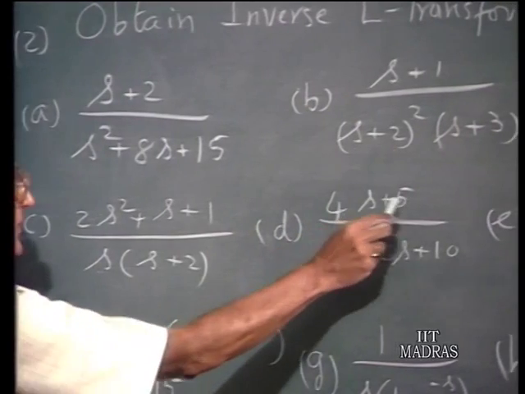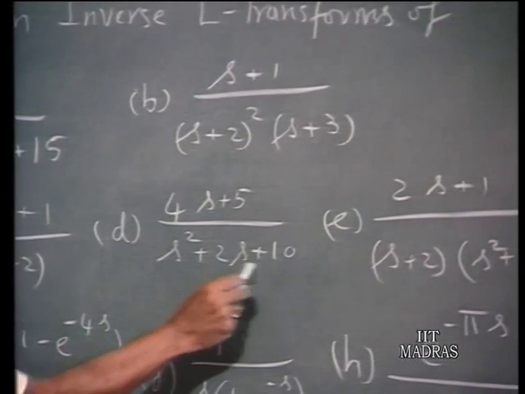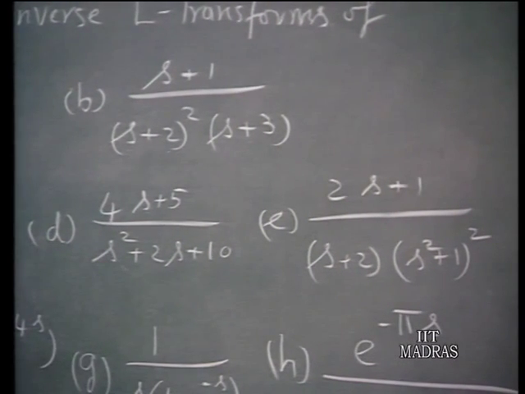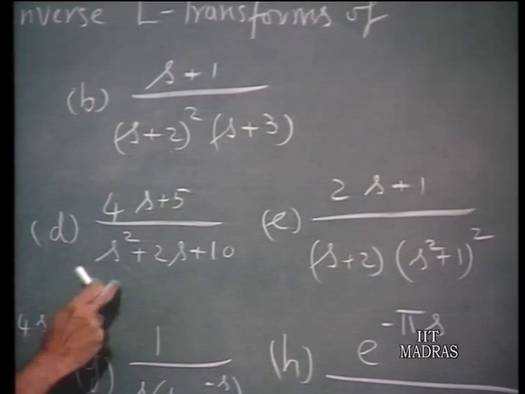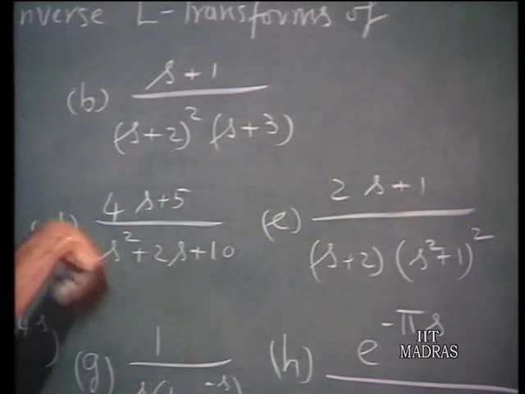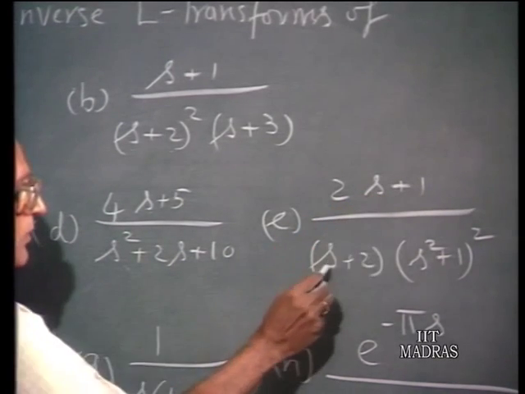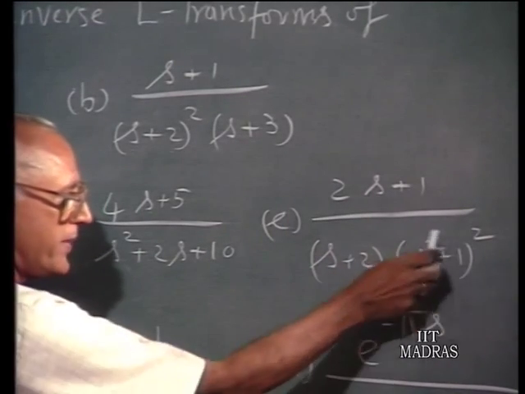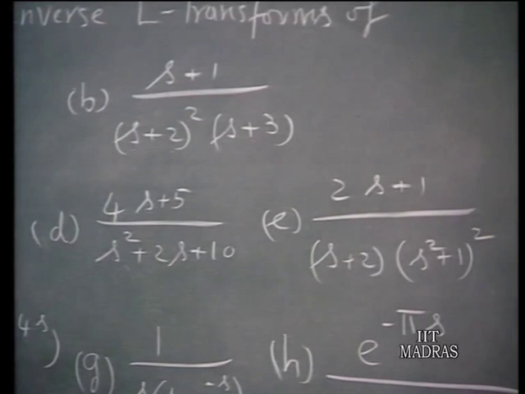(d) You have 4s plus 5 over s squared plus 2s plus 10. These lead to complex conjugate poles. So instead of finding out the residues of each of the complex conjugate poles, you can do it. That is one way of doing this. The other way would be to treat this as (s plus a) whole squared plus omega squared and then try to find out the inverse Laplace transform in terms of cosine and sine functions with an exponentially decaying amplitude. Then (e) you have 2s plus 1 over (s plus 2) times (s squared plus 1) whole squared. Here you have repeated poles on the imaginary axis, slightly more complicated, but you can handle this in the same way as you have done earlier.